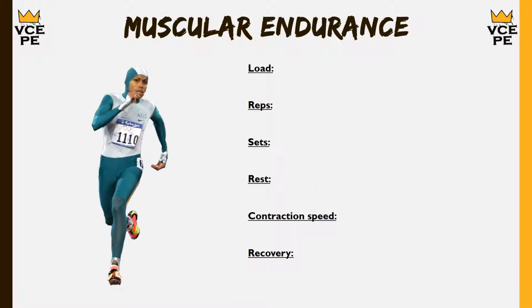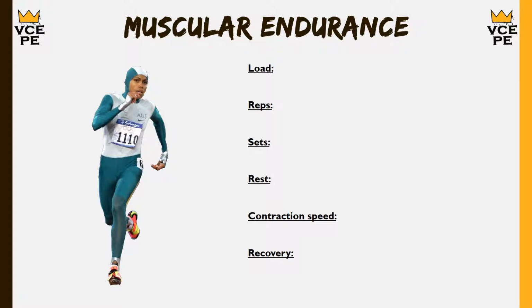The third one that we're going to be talking about is muscular endurance. And again, here is our third athlete. I'm probably guessing if you're doing VCE now, you weren't around when this person ran in the Sydney Olympics, but very, very famous Australian athlete. So hopefully you do know who this is.